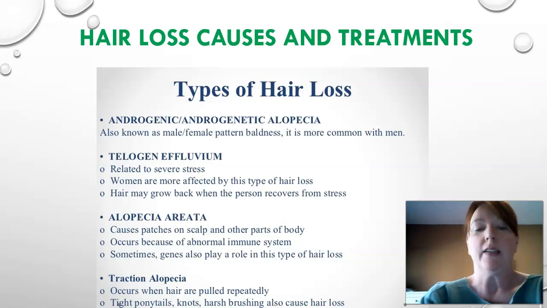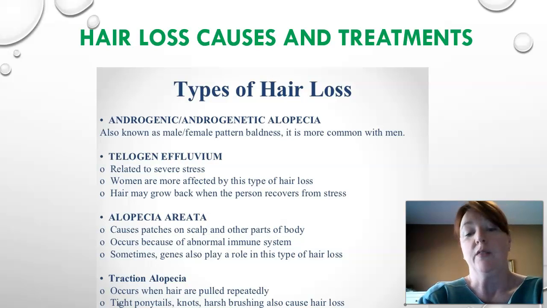Hair loss causes and treatments. So there's a few different types of hair loss. Telogen effluvium is related to severe stress. Women are more affected by this type of hair loss. Hair may grow back when the person recovers from the stress.